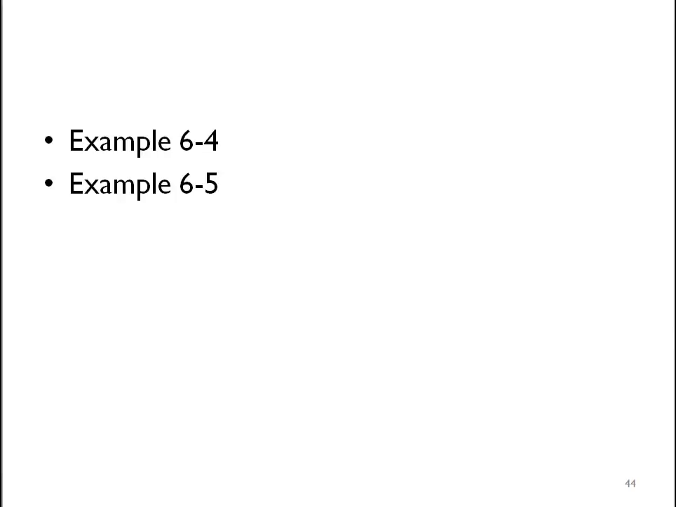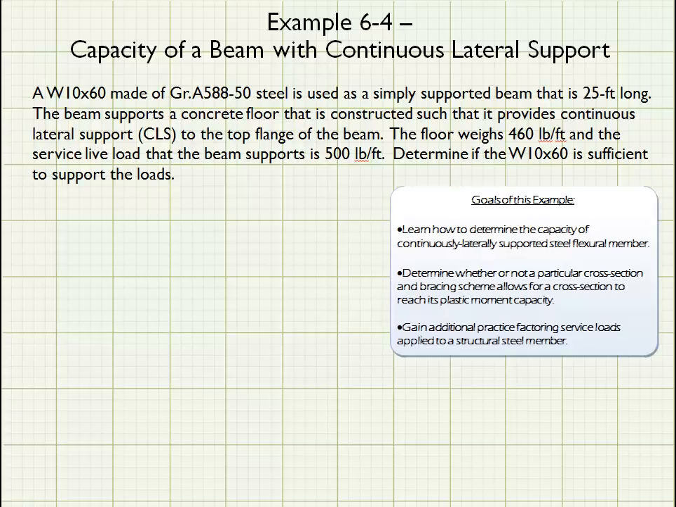Okay, we've got a couple more examples to go through, the first of which is example 6-4. This will be the first example in this lesson plan where we use the AISC specification to determine whether or not a particular beam is sufficient to support a series of loads. So we're looking at a W10x60. It's made out of grade 50 steel. It's being used as a simply supported beam that's 25 feet long.